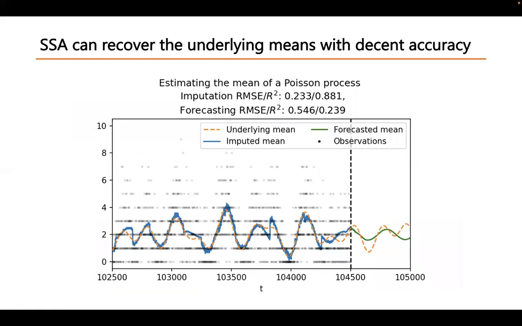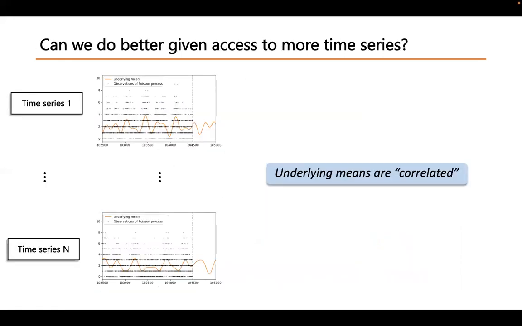Now, for the problem that we showed at the start of this talk, if you applied exactly the procedure we talked about in the previous slide, you see it works reasonably well. At least for imputation, it seems to be reasonably recovering the underlying mean, given just integer observations, mind you. And with forecasting, it's not working too great, but it's within the ballpark. Now, one of the questions we wanted to answer is, can we do better if we have access to many time series, such that the time series are somehow correlated?